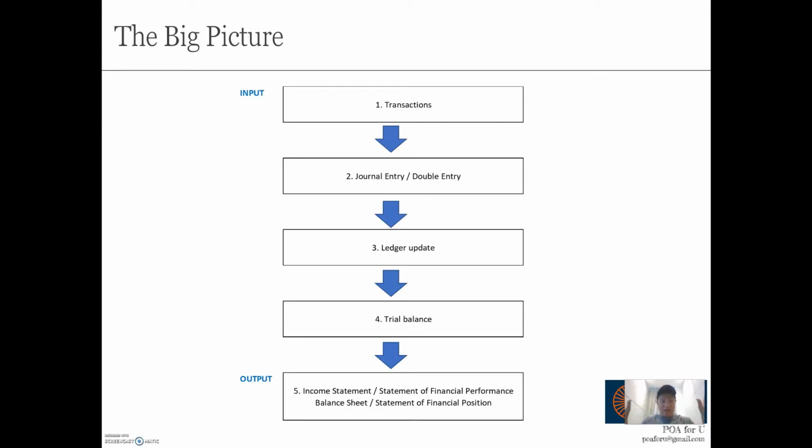At the end of the day, whatever's left in these ledgers would then be summarized in a trial balance, which is essentially a summary of all the different ledgers, and then it will flow into the income statement or balance sheet, or what's known today as the statement of financial performance and statement of financial position. I'm going to go through one by one each of these, what they look like and what they are and how they would impact the whole flow, and hopefully this would help you.